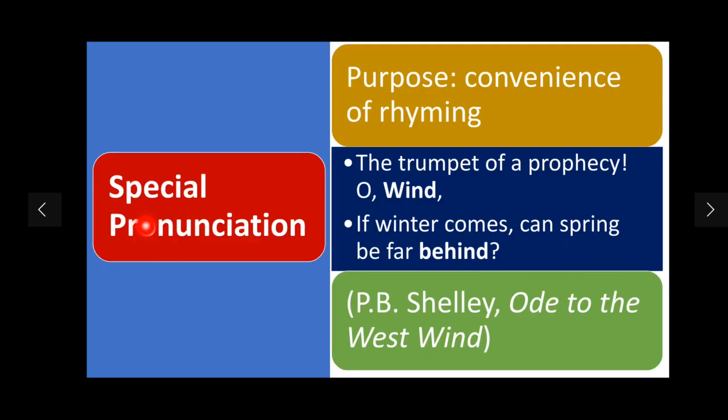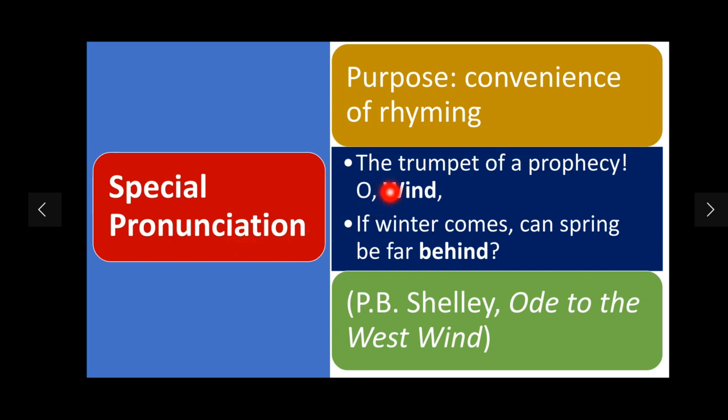Now here we have spatial pronunciation. The purpose of spatial pronunciation is convenience of rhyming. In order to produce rhyme in a poem, we use spatial pronunciation.